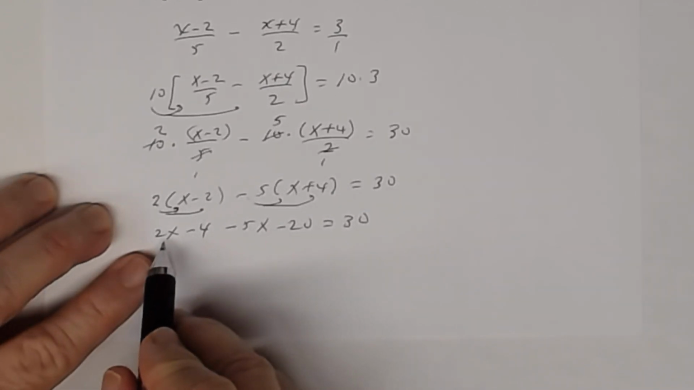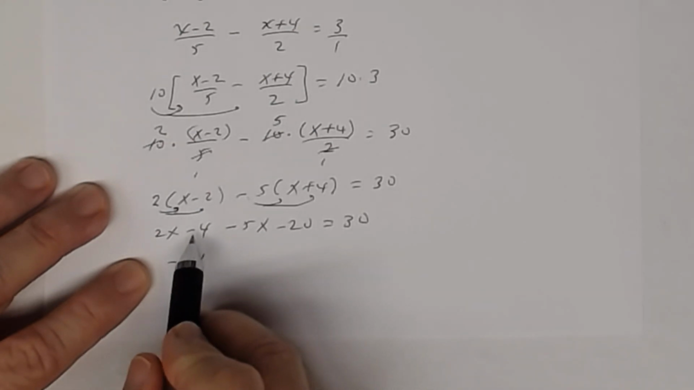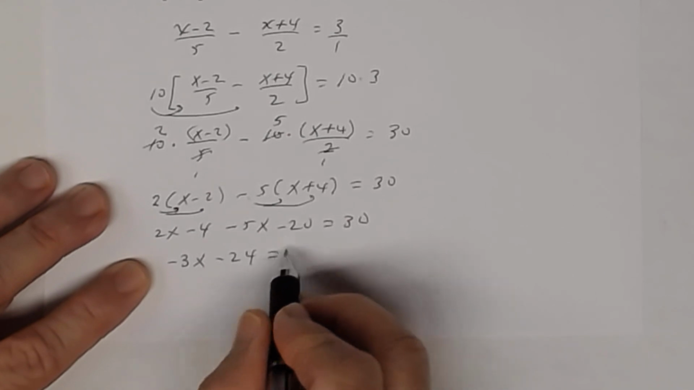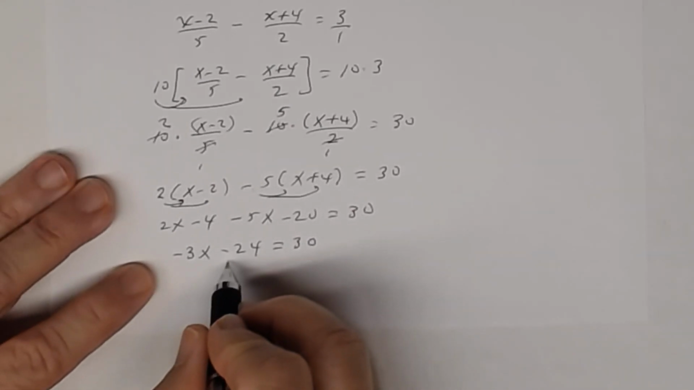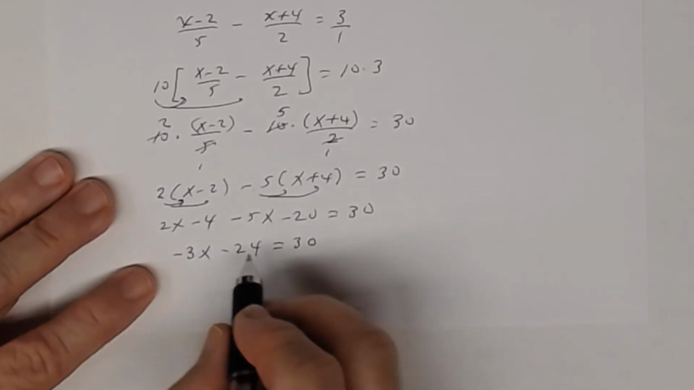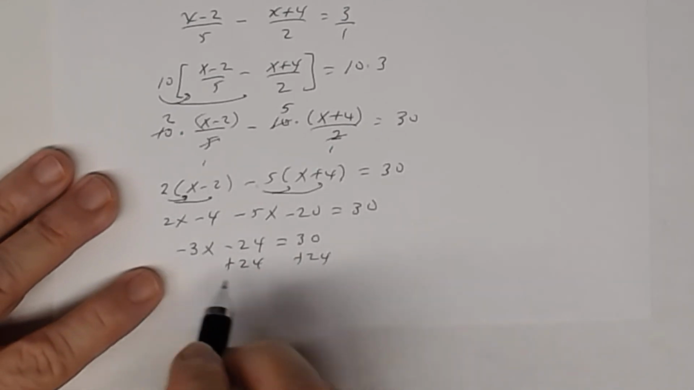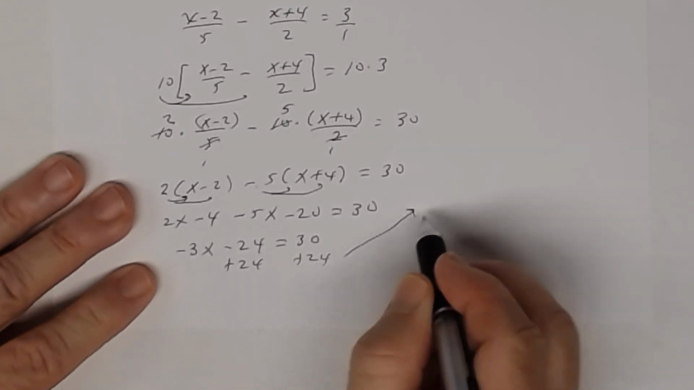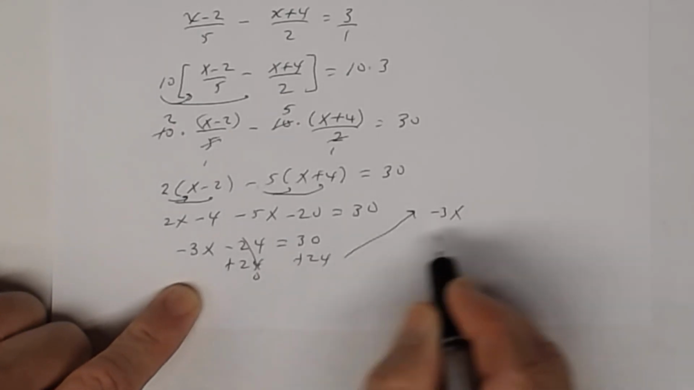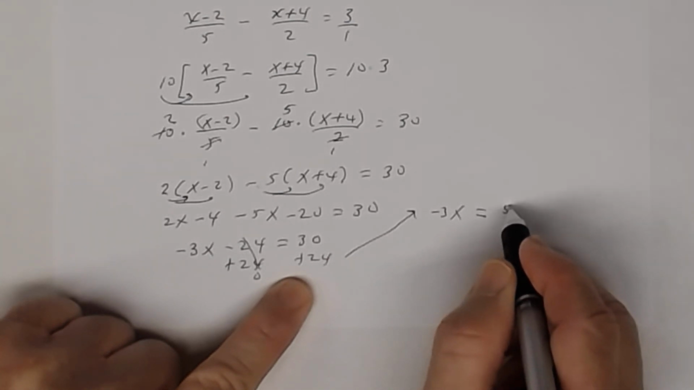Combining like terms, 2x and negative 5x is negative 3x. A negative 4 and a negative 20 is negative 24, equal 30. At this point, notice I cleared the fractions. There aren't any fractions now. It's an easy process. Adding 24 to both sides to get the variable term by itself, let me write it here. I get negative 3x, this is 0, equals 30 plus 24, which is 54.